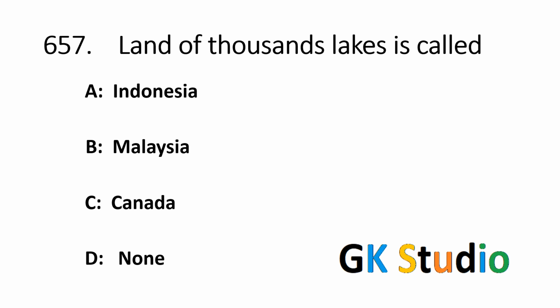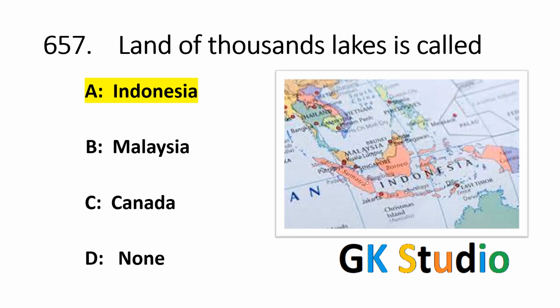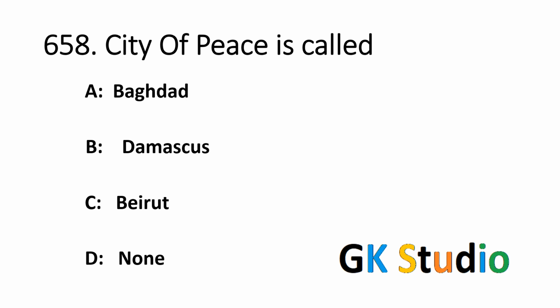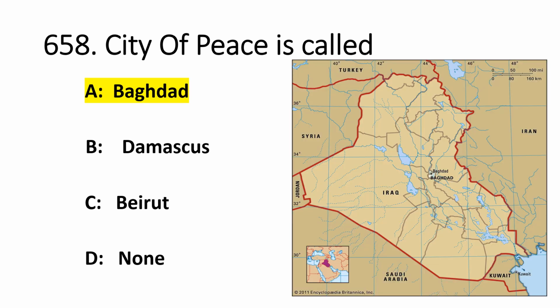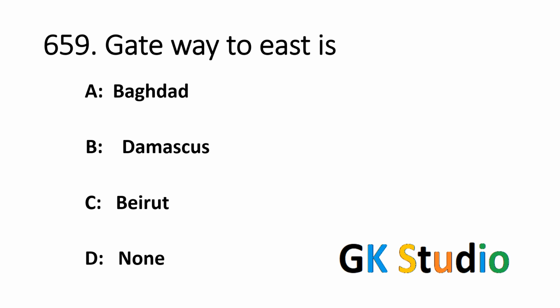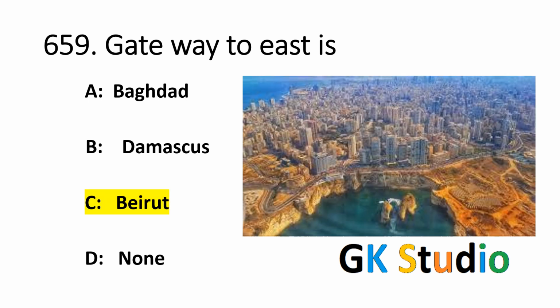Land of thousand lakes is called Indonesia, Malaysia, Canada, none. The correct answer is Indonesia. City of peace is called Baghdad, Damascus, Beirut, none. The correct answer is Baghdad. Baghdad lies in Iraq. Gateway to the east is Baghdad, Damascus, Beirut, none. The correct answer is Beirut. Beirut is the gateway to the east.